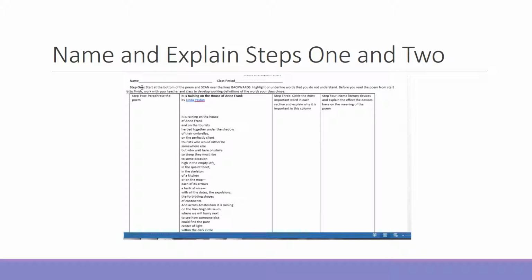So step one is actually not reading the poem. Step one, you start at the bottom of the poem and you scan over the lines backwards, and you highlight or underline words that you do not understand. And that's before you read the poem from start to finish. And then you figure out the definitions of all the words that you don't understand. So that way when you actually go through and read the poem, then you understand it all right away without having to worry about, oh my gosh, what does this word mean? So we'll start with that.